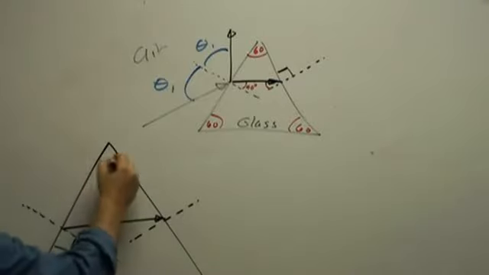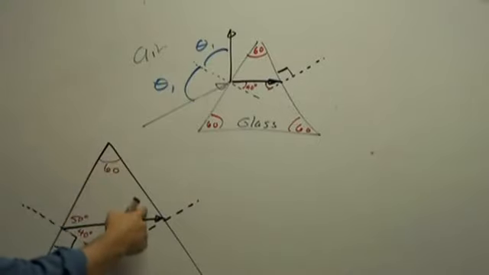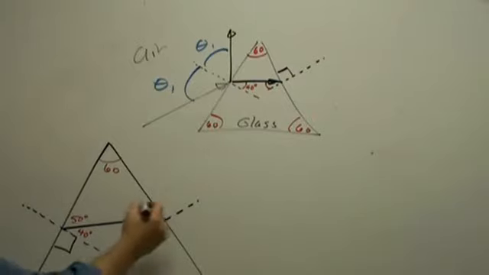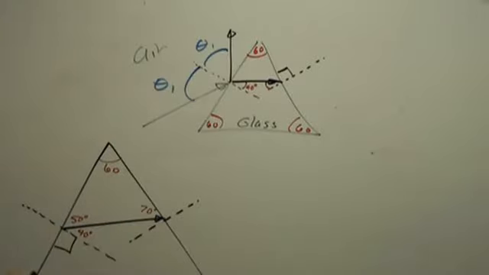Okay, everybody. Up here, this is 60. I made this 40. Okay, if that's 40, what's this angle? It's 50, because it's a right angle. If that's 50 and that's 60, what's that? 70. How do you know that? Because these three must add up to 180.